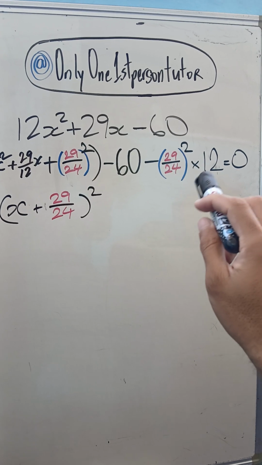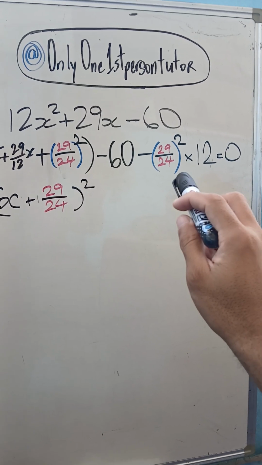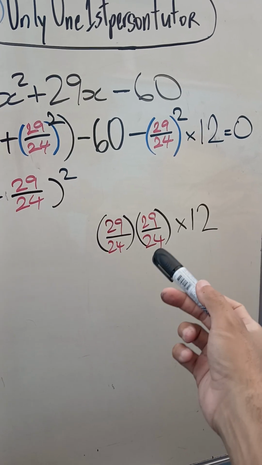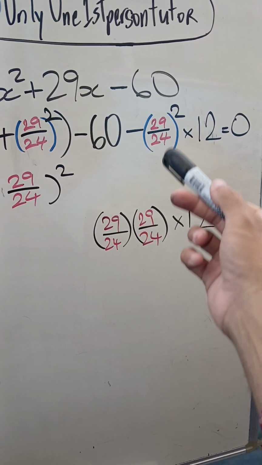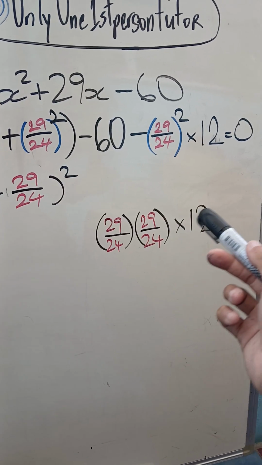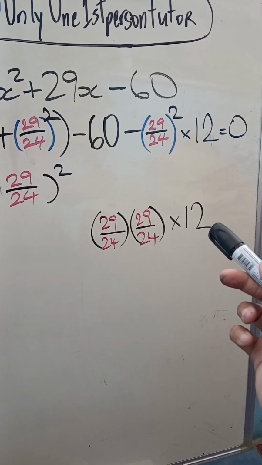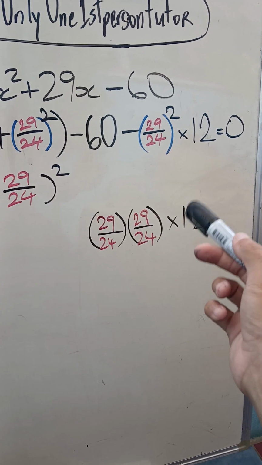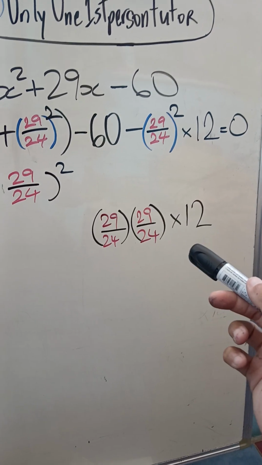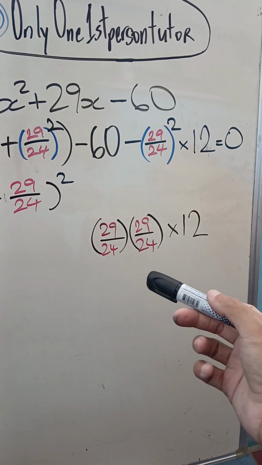How can we explain what happens here? Okay, so we have 29 over 24 times 29 over 24, which is more or less the expanded version of this. But can't we cancel? What is 12 over 24? Well, if we divide 12 by 12, we get 1. And if we divide this by 12, we get 2, right? Even a timetable will tell you that.